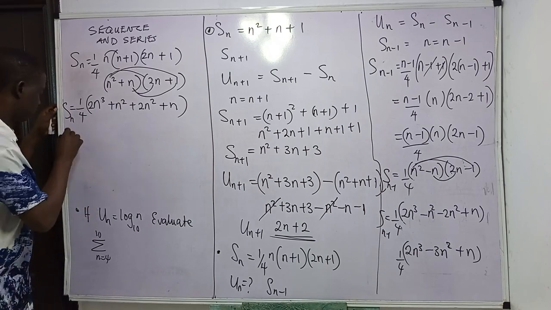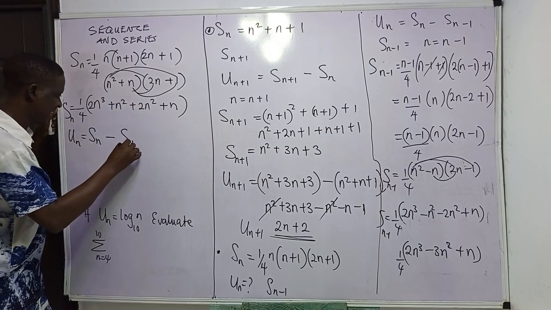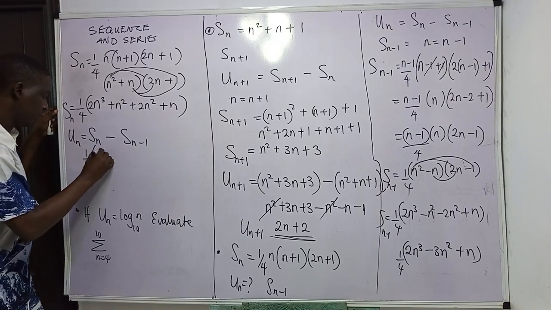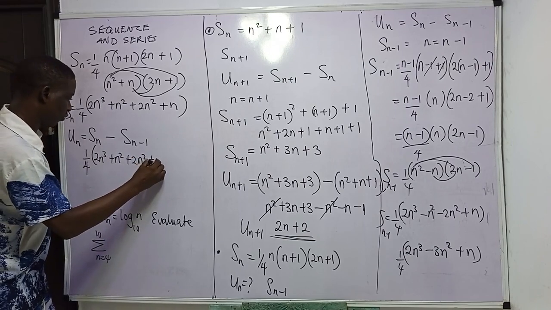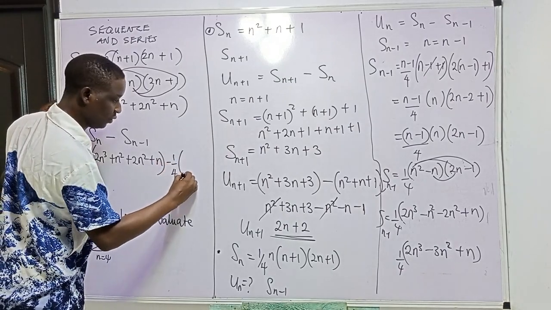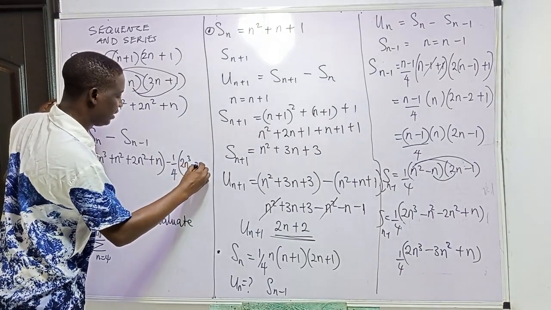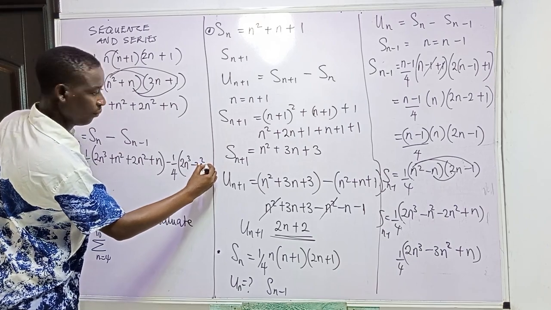Now let us subtract to get u n, which is S n minus S n minus 1. So I would have 1 over 4 times 2n cubed plus n squared plus 2n squared plus n, minus 1 over 4 into bracket 2n cubed minus 3n squared, is it minus or plus? Plus n.